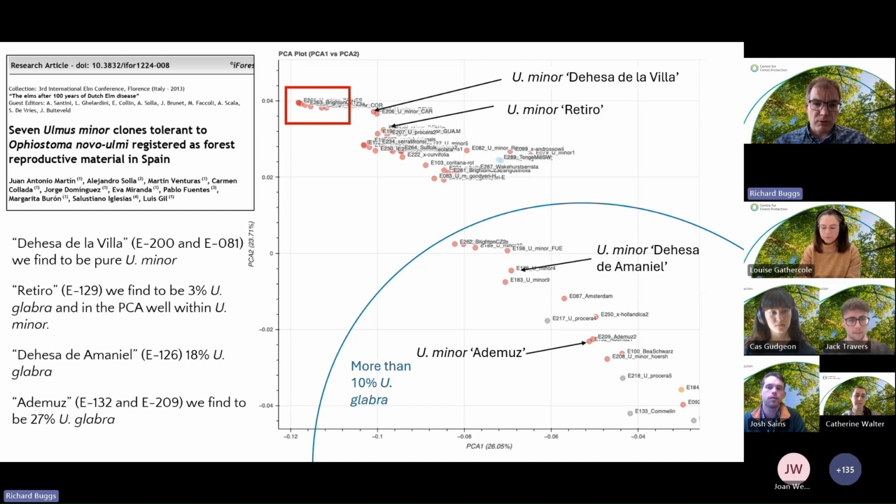The same is true of Dehese de Amaniel. It's 18% glabra. And then Retiro and Dehese de la Villa are both, we think, pure minor. But it's these 2 that are the ones that are most resistant to Dutch elm disease. So throughout the talks, we've tended to call Adamers Ulmus minor. Actually, it might not be Ulmus minor. We're still checking this result. It was a surprising result, but at the moment, that's what our data seem to be saying.